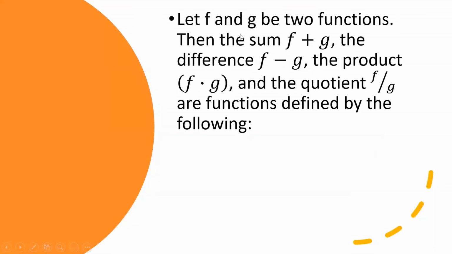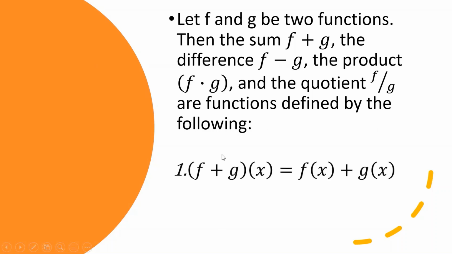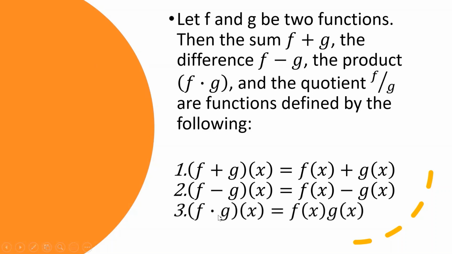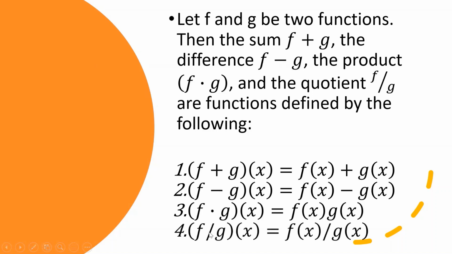Operations on functions. Let f and g be two functions, then the sum, the difference, the product, and the quotient are the functions defined by the following. 1. f plus g of x is equal to f of x plus g of x. f minus g of x is equal to f of x minus g of x. f times g of x is equal to f of x times g of x. f divided by g of x is equal to f of x divided by g of x.